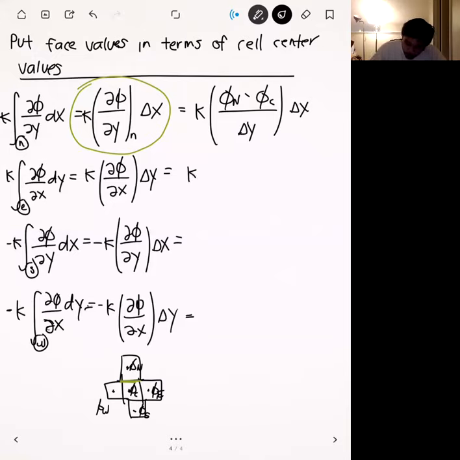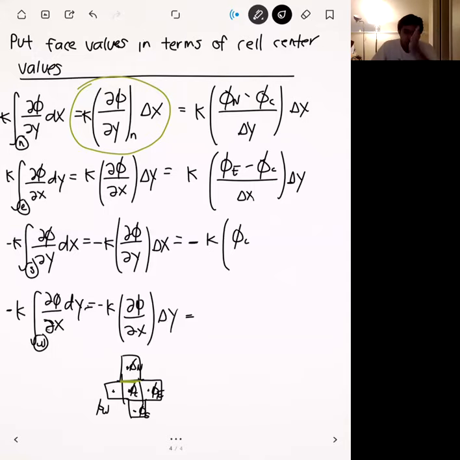All right, and so we can do similar things for all the other ones. And so for the east face, you're going to have phi sub e minus phi sub c divided by delta x times delta y, okay. We have minus k. Remember, we always put either the rightmost phi value or the upper phi value first in our finite difference expression, just so that we're consistent, right? And so since for this one we're on the south face, we have phi sub c minus phi sub s, okay, all divided by delta y times delta x, okay?